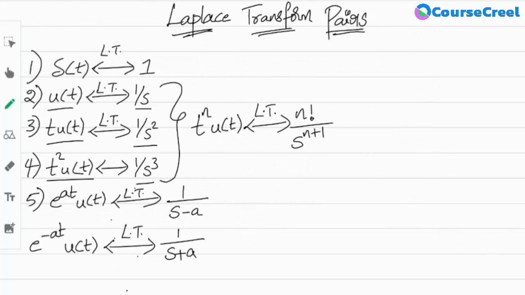All these Laplace transform pairs are nothing but Laplace transforms of some commonly used signals. Laplace transform of the impulse signal is 1, or we can also say that the inverse Laplace transform of 1 is the impulse signal. Laplace transform of unit step u of t is 1 by s, or the inverse Laplace transform of 1 by s is u of t. Laplace transform of t into u of t is 1 by s square, of t square into u of t is 1 by s cube, of e power at u of t is 1 by s minus a, and of e power minus at u of t is 1 by s plus a.